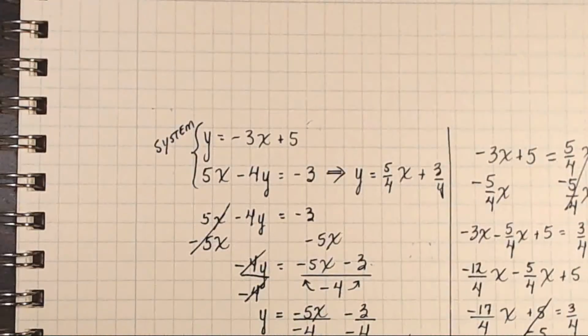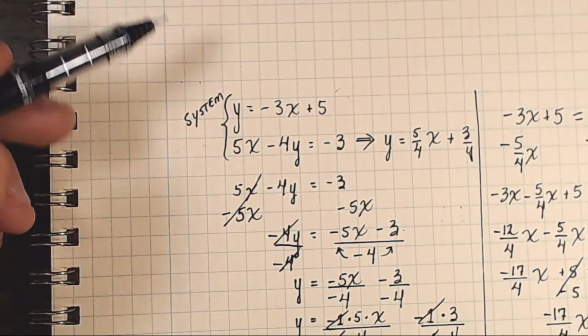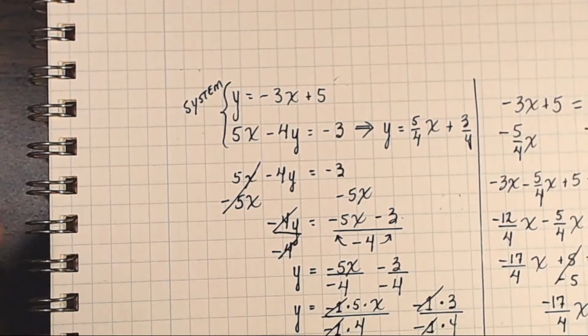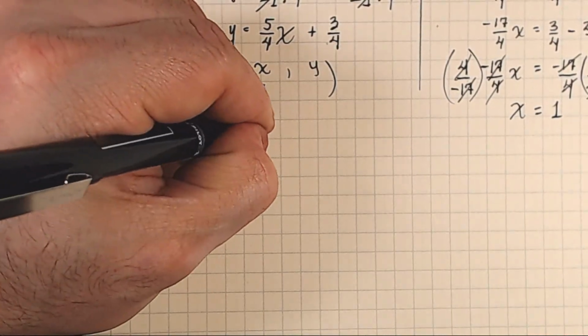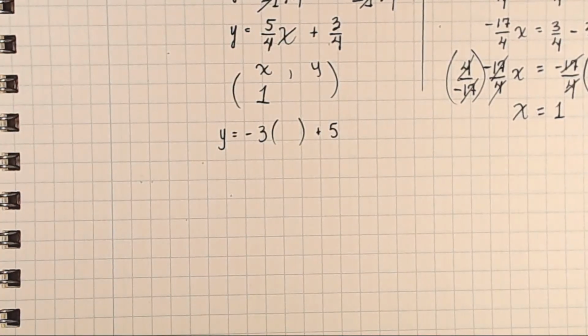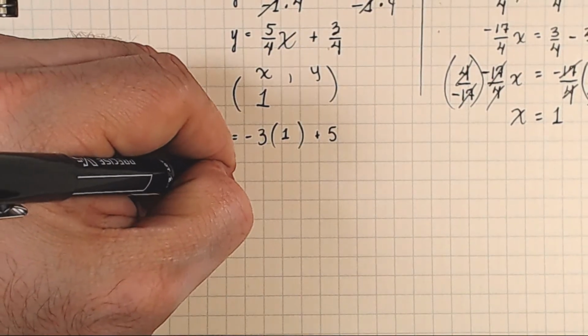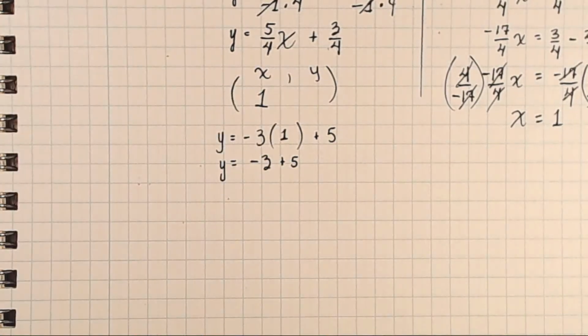Thankfully, we were given y equals negative 3x plus 5. If I plug in what I have for x, which is just 1, into this formula, it should spit out y. So come back down here and write y equals negative 3, open paren, close paren, leave a space, plus 5, because I'm going to replace that x with the x value I found, which was 1. So now I have y equals negative 3 times 1, which is just negative 3, plus 5.